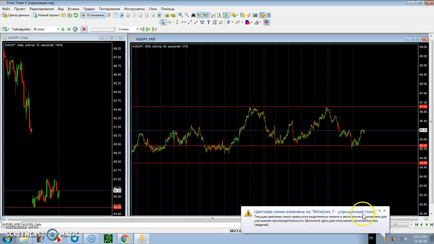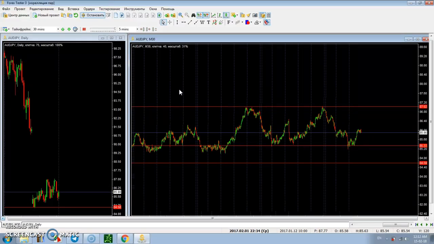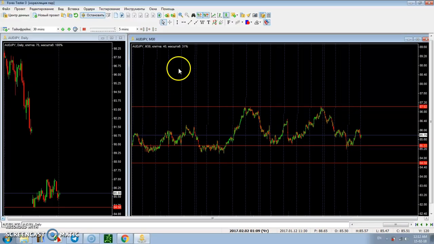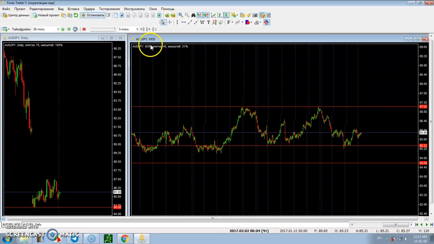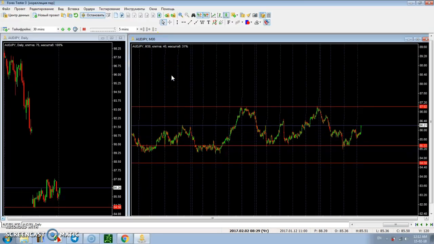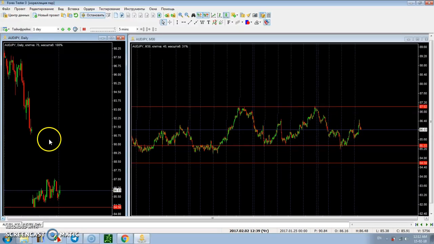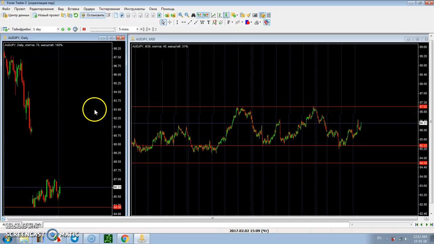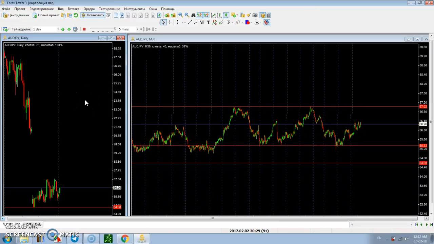So I have this AUDJPY, this Aussie yen pair, starting from 2015 to 2018. Downloaded the data, and I'm gonna launch it. So on the right hand side, you see there is an M30 time frame, and it's really just replaying very fast. And on the left hand side pane, you see there is a daily time frame showing the same correlation. So both time frames actually run simultaneously for greater convenience.